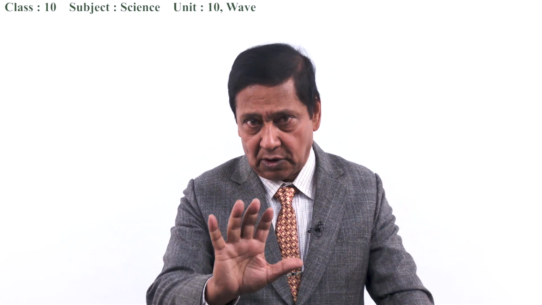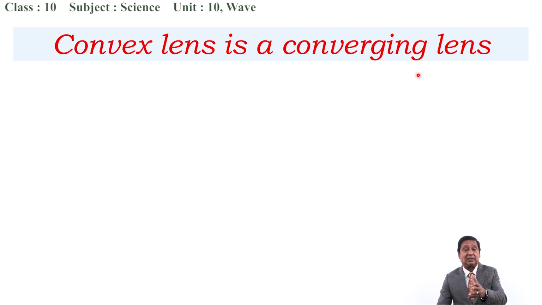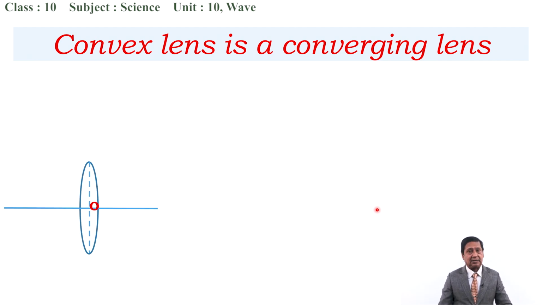Now, I told you about all these points, I mean the special terms used in the study of lenses, five different terms. Now, let's change the subject matter. We are talking about why a convex lens is a converging lens. Convex lens is called converging lens. What is the reason behind this? Now let's have a convex lens. This is the convex lens and this is the optical center.